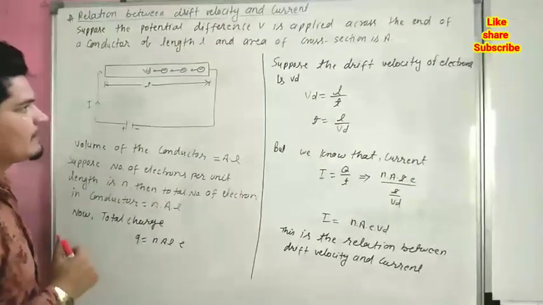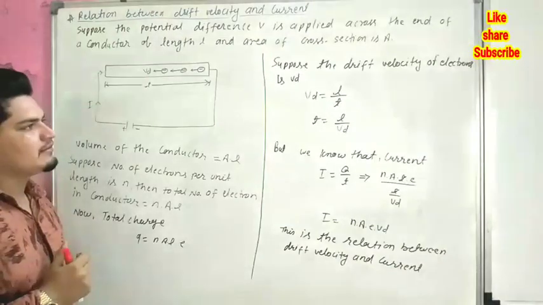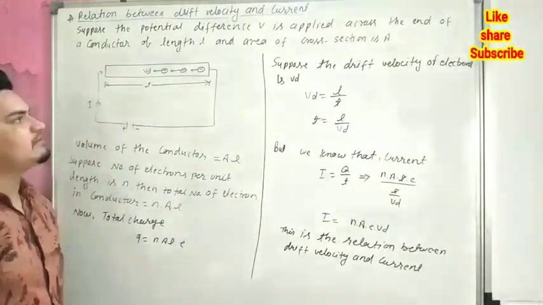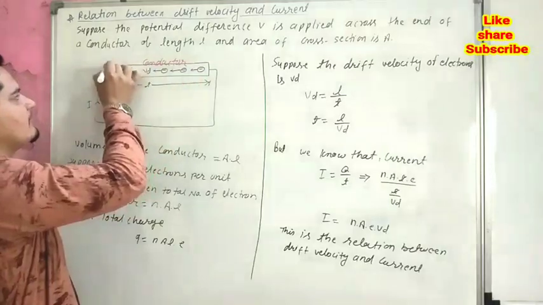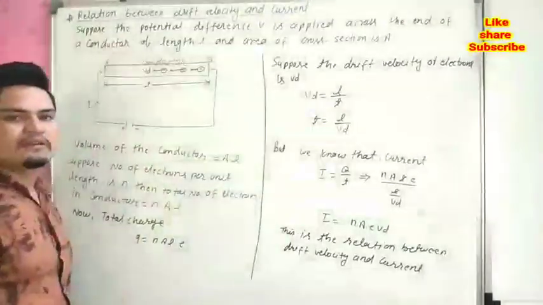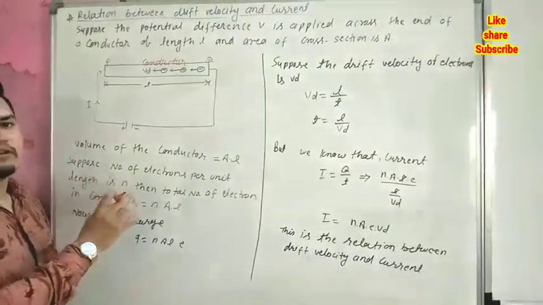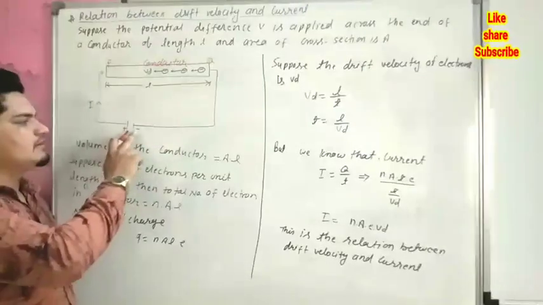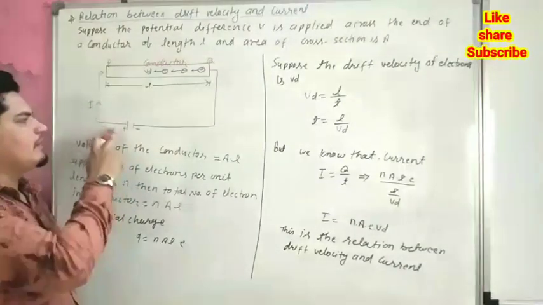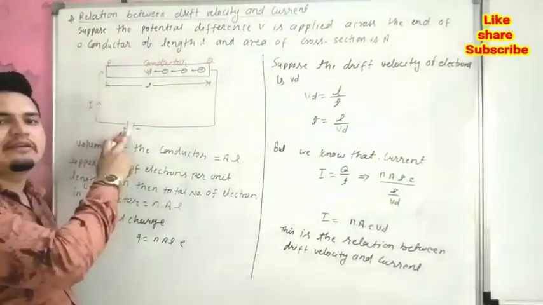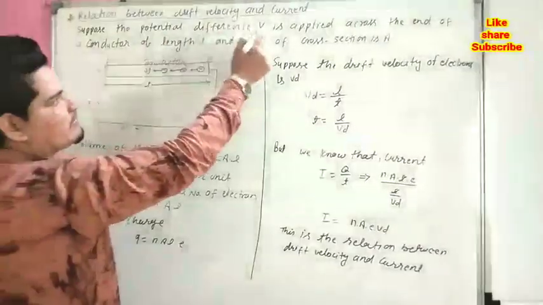So let's start. Before starting the relation between drift velocity and current, consider a conductor. This is the conductor PQ, of length L, connected with a battery. This is the negative terminal of the battery, and this is the positive terminal of the battery, and we know that current flows from the positive terminal of the battery always.